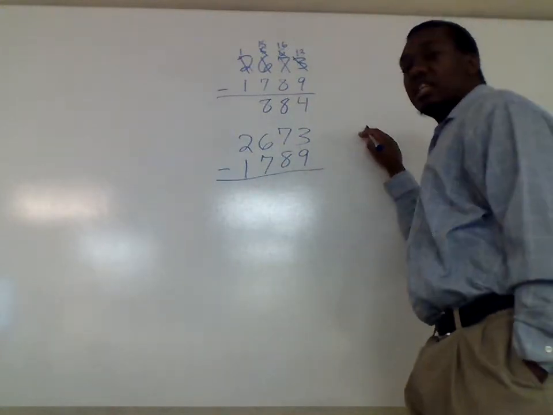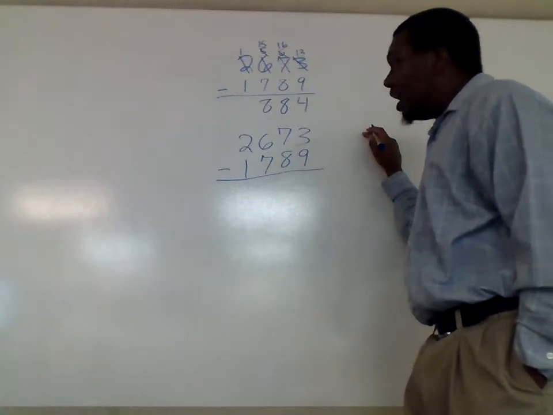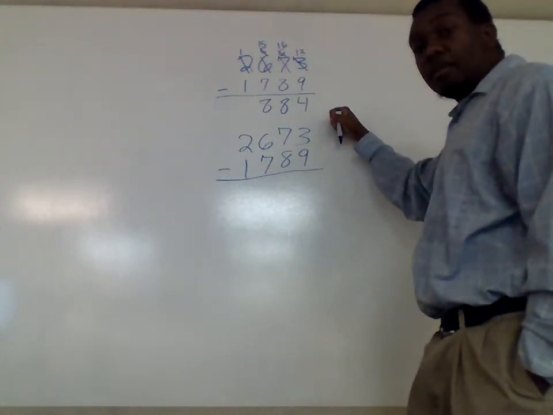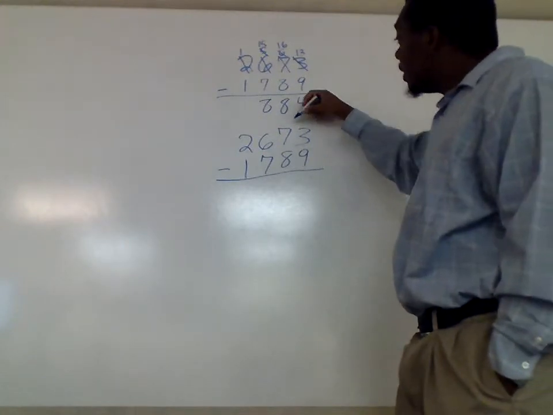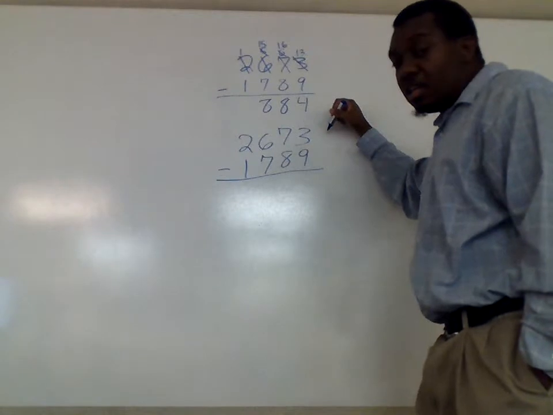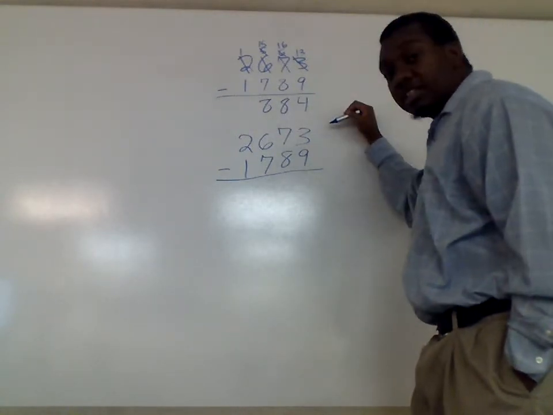So 2,673 minus 1,789, once again. I know that 3 is smaller than 9, so I'm going to have to borrow. I already know that 7 is also smaller than 8, so I'm going to have to borrow. I already know that 6 is smaller than 7, so I'm going to have to borrow.